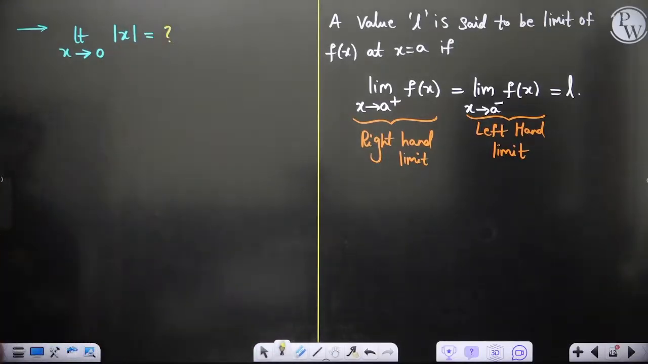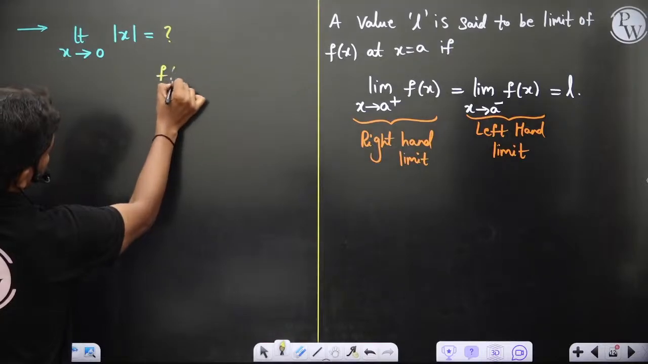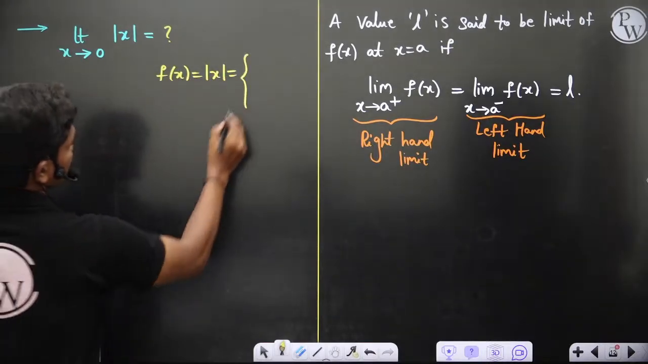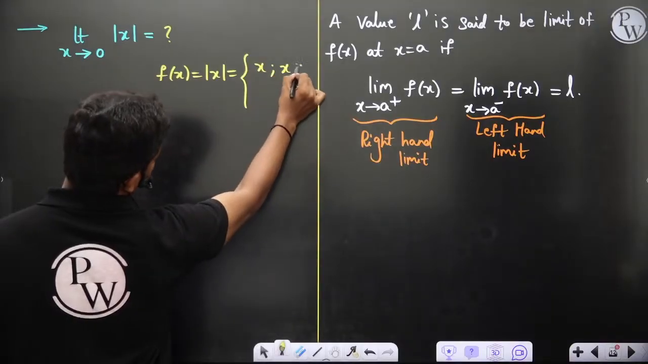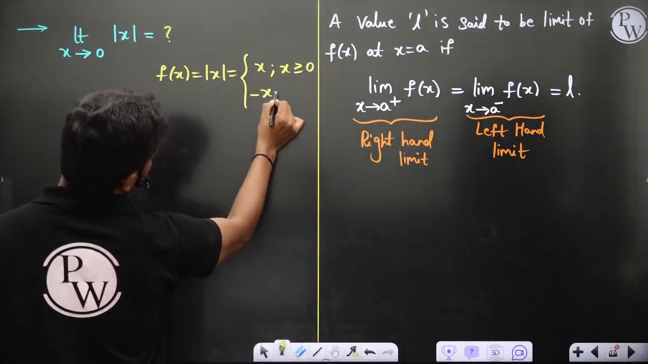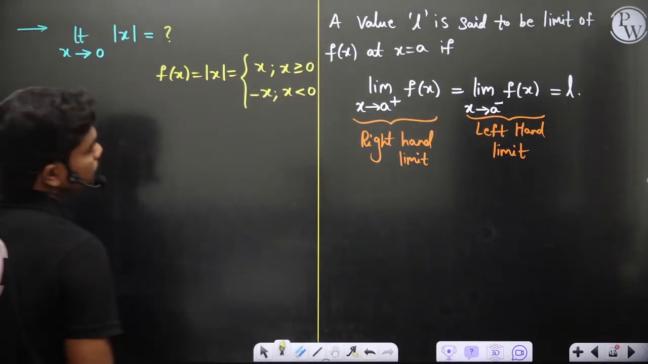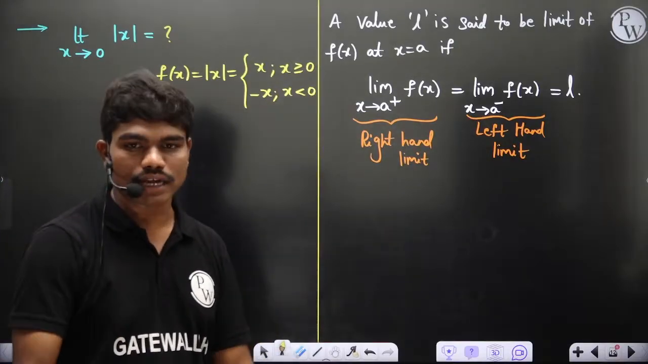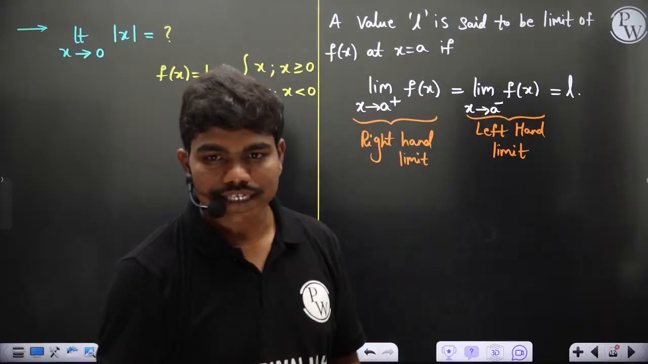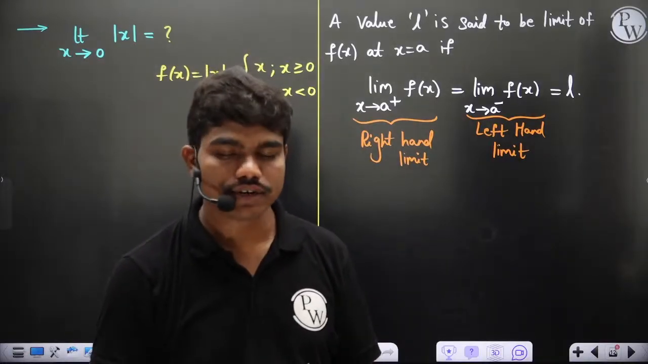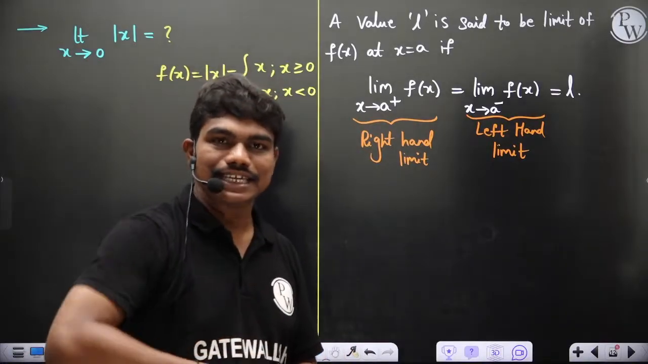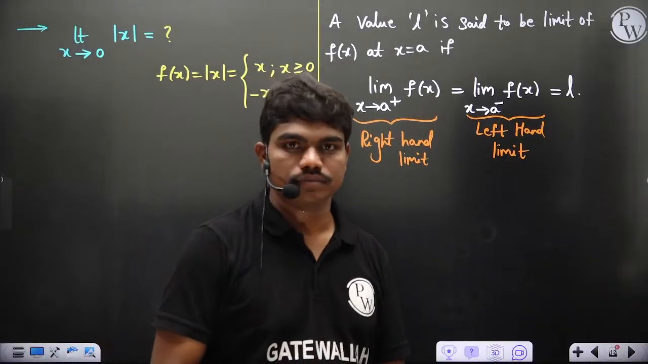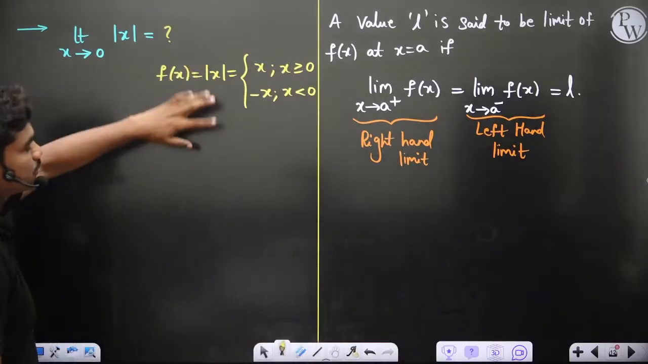First of all, we know f of x is equal to mod x. This mod x is nothing but x for all x greater than or equal to 0, and minus x if x is negative. Because if x is negative, then minus x is positive, and the mod x function always gives you positive. x tends to a minus means x is initially in the left neighborhood, so it moves towards the right and approaches a.